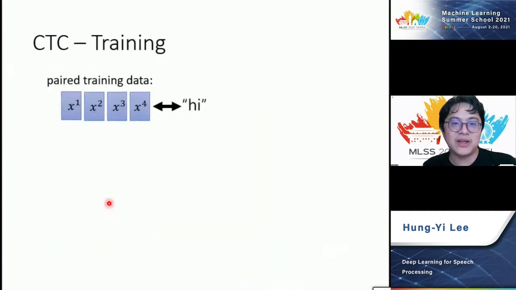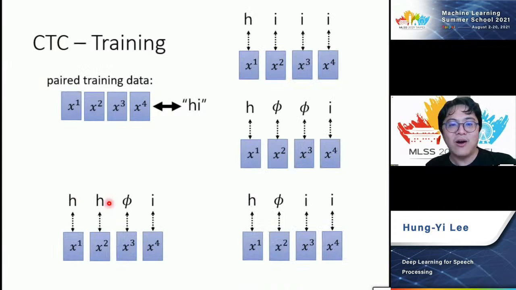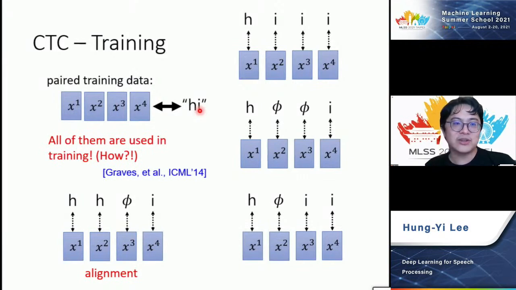To deal with this problem, this is how CTC does it. There are all kinds of different arrangements between the input acoustic features and the output tokens. For example, you can say the first 2 acoustic features correspond to H, the third one is null, and the last one is I. Or you can say the first one is H, the rest 3 are I, and so on. There are many different kinds of alignment between the acoustic features and the token sequence. Which one is correct? CTC does not care about it. In the original paper of CTC, they consider all the possible alignments as correct ones. They train their model with all the possible alignments.